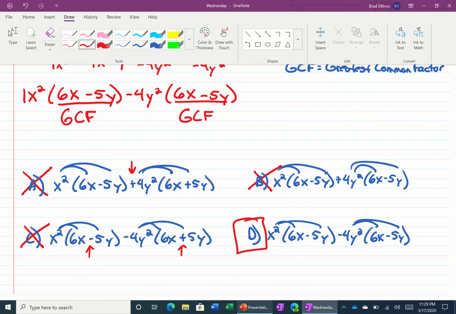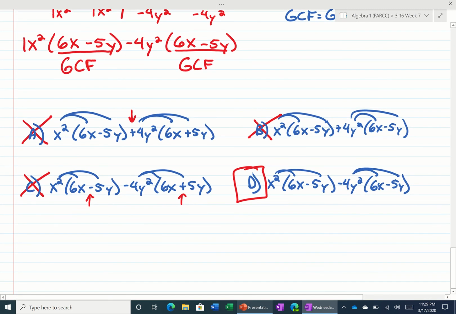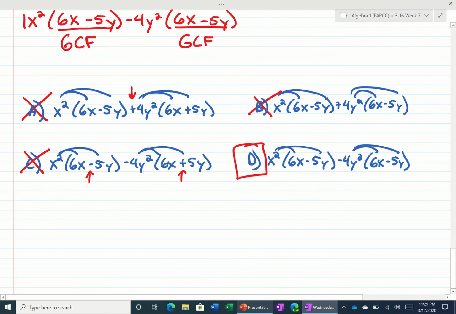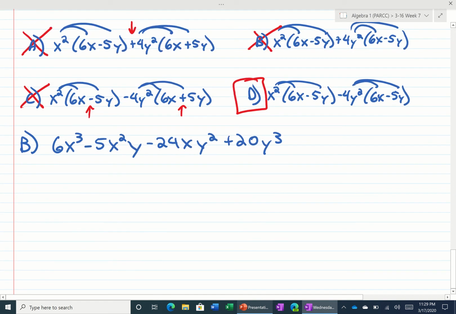So what I'm going to do is let's skip part B. What I'm going to ask, no, we could probably do part B next. Part B is asking, what are factors of 6x to the third minus 5x squared y minus 24xy squared plus 20y to the third? And we talked about factors earlier on. We said factors are what you multiply to get the product.